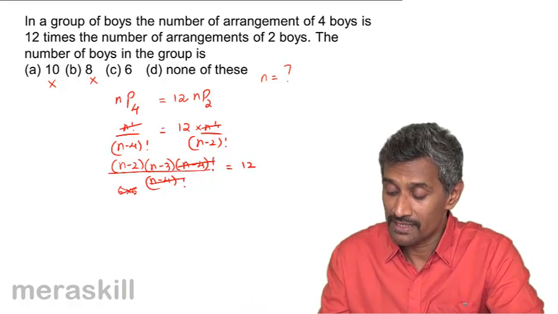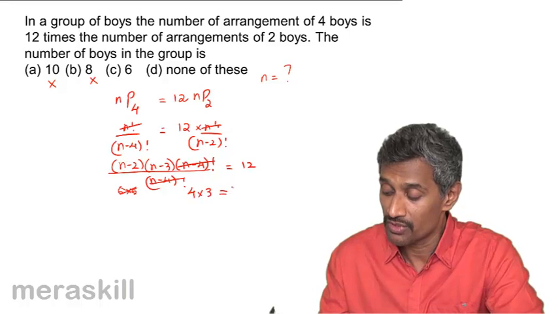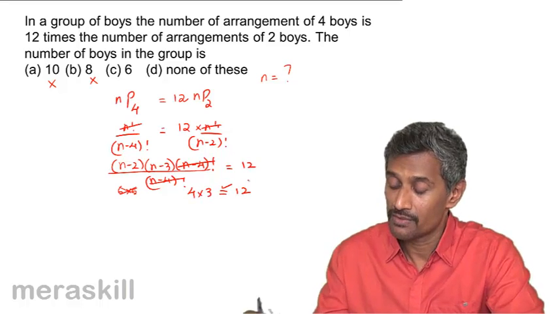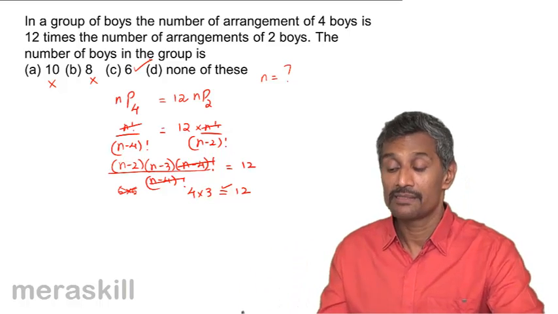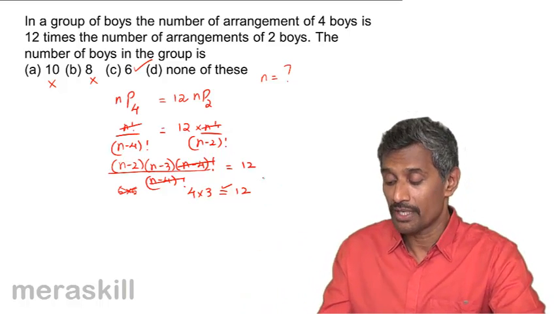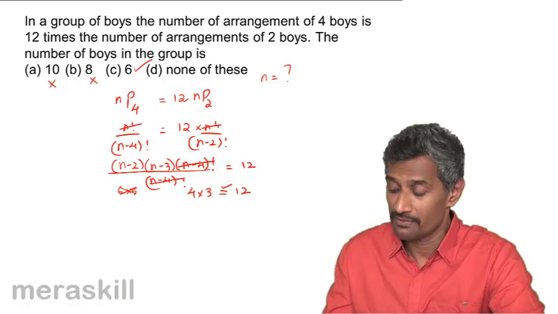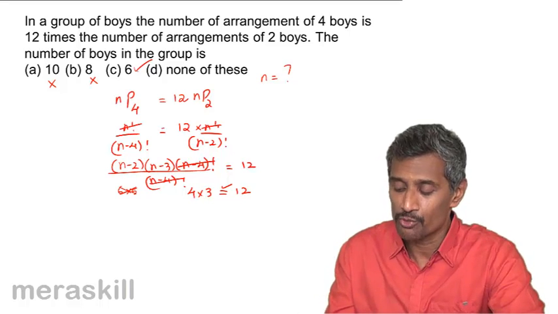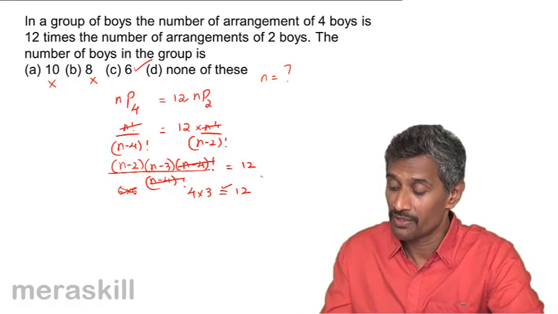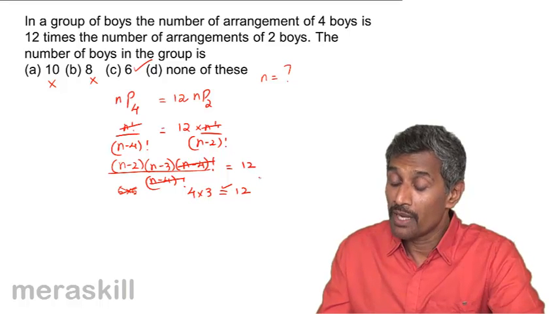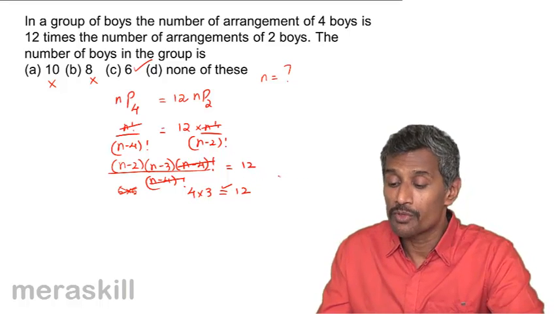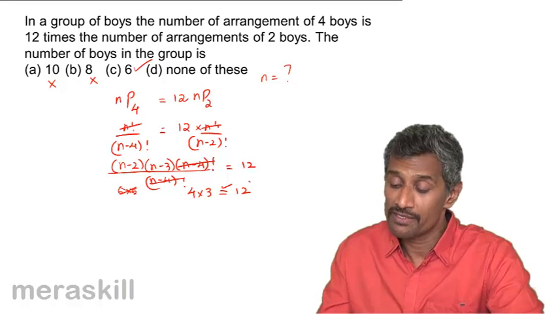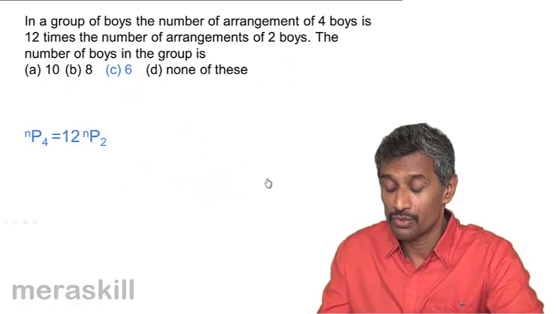What about 6? 6 minus 2 is 4, 6 minus 3 is 3, 4 into 3 is 12. So n has to be 6. This is how we can solve it, or open the bracket and solve it. It will be wiser to substitute because we get a simpler form of the equation. So the total number of boys from whom you're selecting 2 or 4 boys is going to be 6. And we do have it that way.